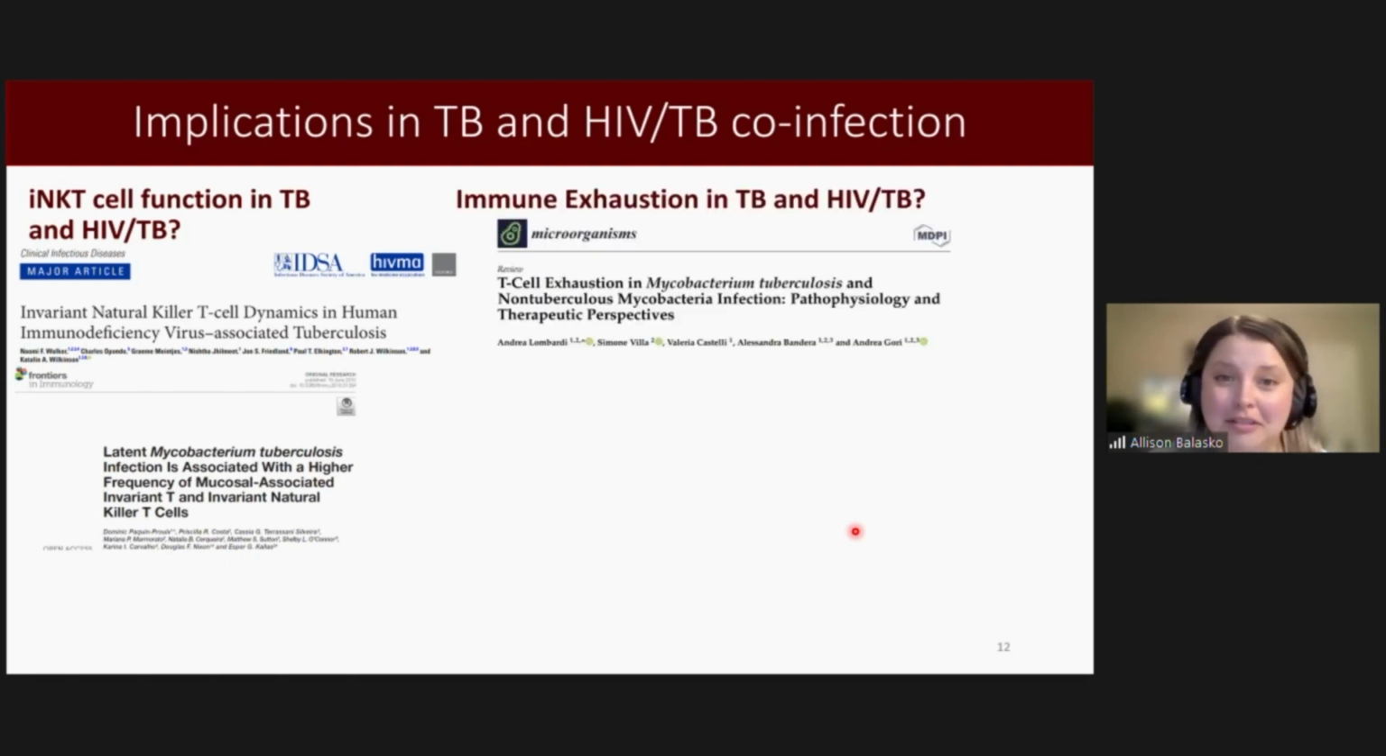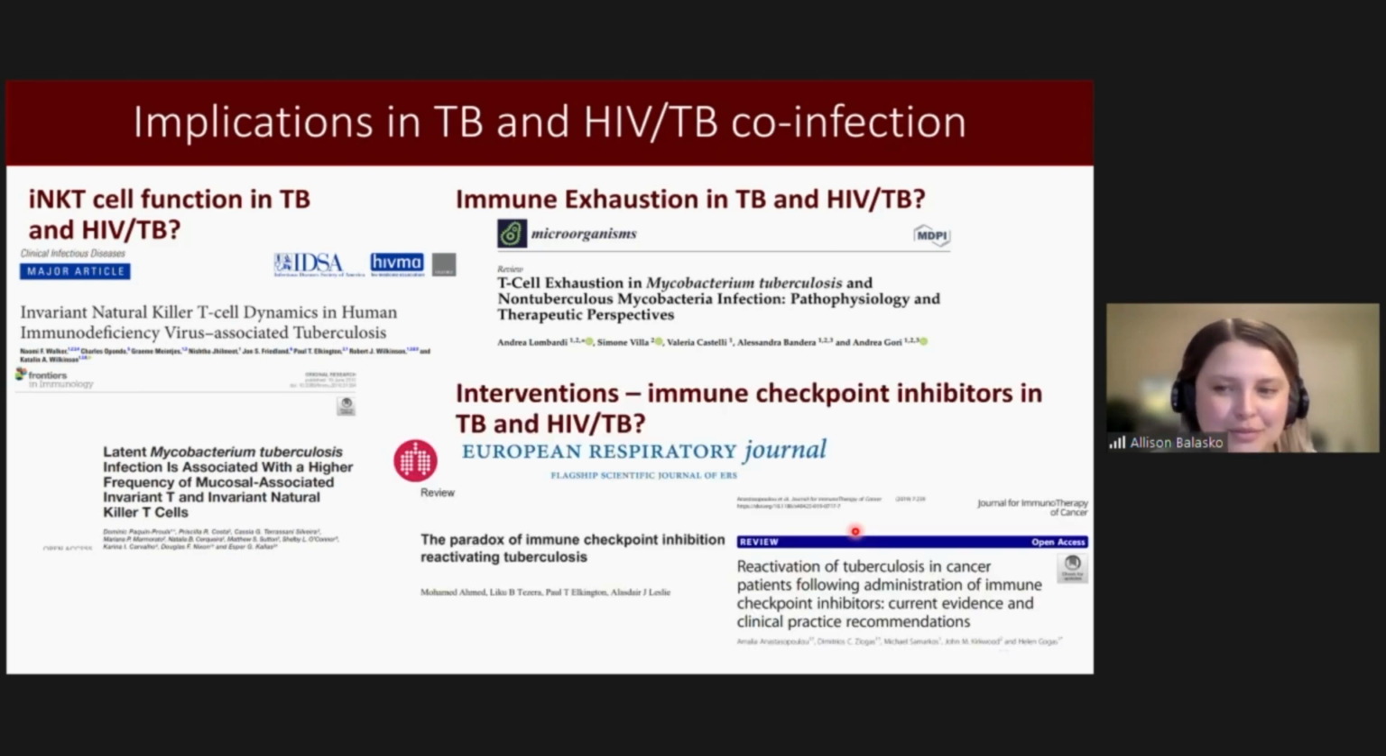Looking at the phenomenon of immune exhaustion in general in TB and HIV co-infection, this immune exhaustion also happens in the TB setting, and you see some dysfunctional T cell responses and increased things like PD-1, for example. And then finally, talking about those immune checkpoint inhibitors, trying to remove those handbrakes off of the cells.